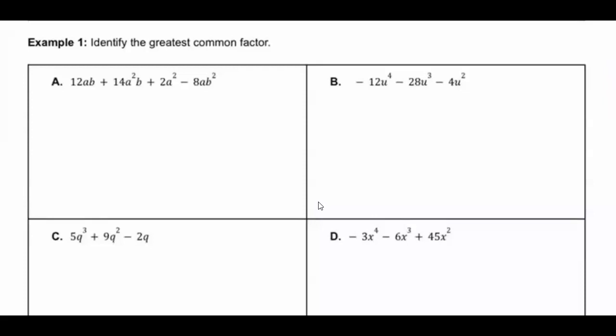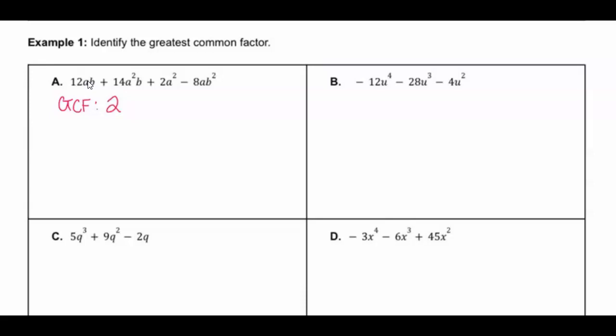We have example A. So first, I'm going to find my GCFs. What number will divide into 12, 14, 2, and 8? The easiest way is to look for your smallest number and say, what's the greatest number that'll divide into this? And I would say 2. Can I do 8 divided by 2? Yeah. 14 divided by 2? Yes. 12 divided by 2? Yes. So my numerical GCF is going to be 2.